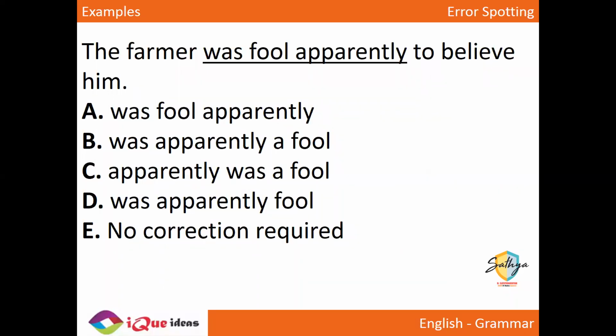The farmer was fool apparently to believe him. Okay, majority getting it right. Badhiya hai. So you don't say somebody was fool. You say somebody was a fool. When you're describing somebody as a fool, the article a is very important. So the farmer was a fool apparently to believe him. I think this is straightforward. Almost everybody got this one right. Very good. Moving ahead to the next one then.